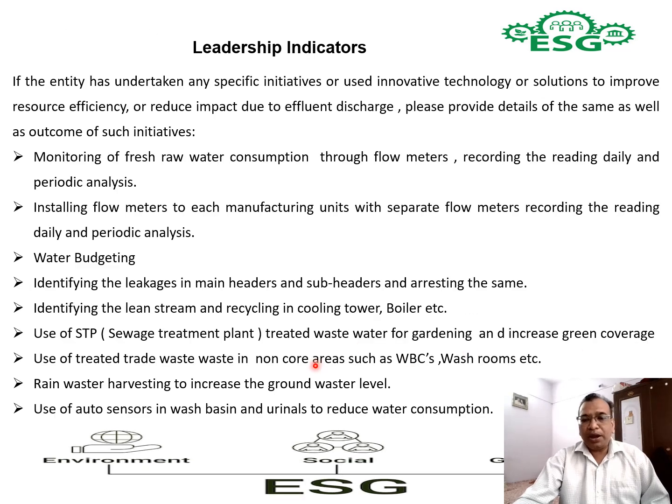Now comes the main part. How do you achieve this? It is expected that if the entity has undertaken a specific initiative or used innovative technology or solution to improve resource efficiency or reduce impact due to effluent discharge, then you have to provide details of the same and the outcome of such initiative. Then how do you achieve the requirement under the water intensity?